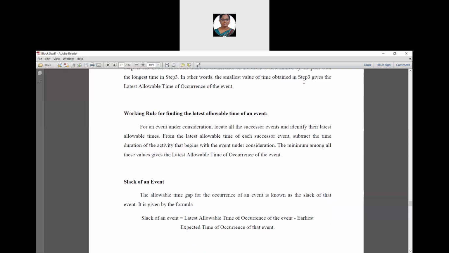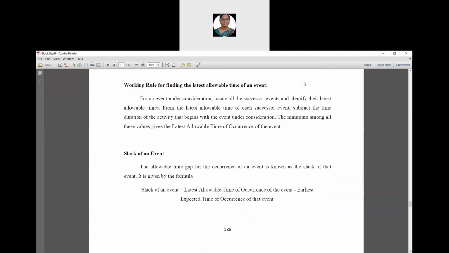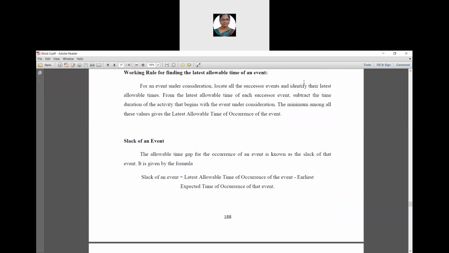So in that, for an event under consideration, we have to locate all the successor events and identify their latest allowable times. From the latest allowable time of each successor event, we have to subtract the time duration that begins with the event under consideration. The minimum among all these values gives the latest allowable time of occurrences of the event.